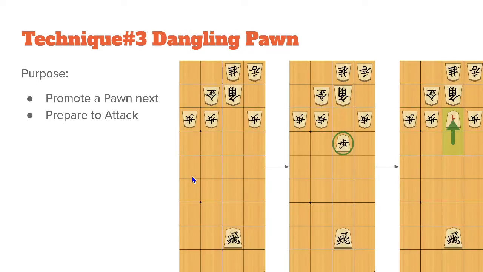So the third technique is dangling pawn. The purpose of this technique is to promote a pawn next and also prepare to attack. An example of dangling pawn is dropping a pawn here and then promoting the pawn next. And if gold takes, rook can recapture this gold.